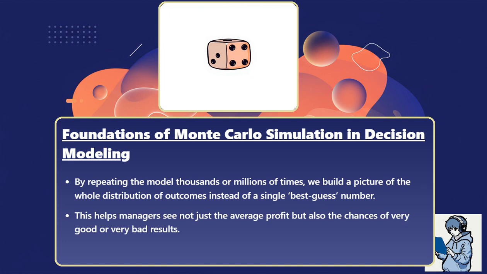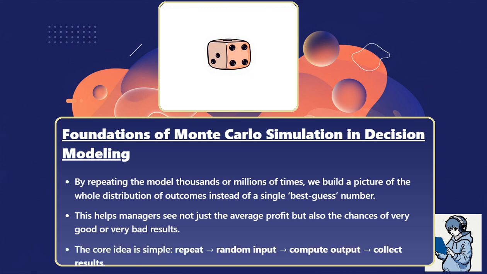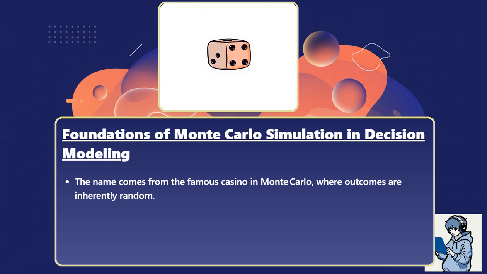This helps managers see not just the average profit, but also the chances of very good or very bad results. The core idea is simple: repeat, random input, compute output, collect results. The name comes from the famous casino in Monte Carlo, where outcomes are inherently random.